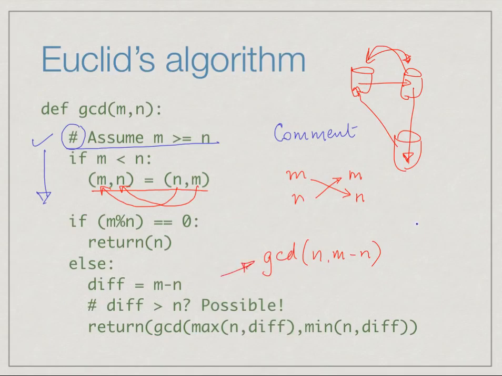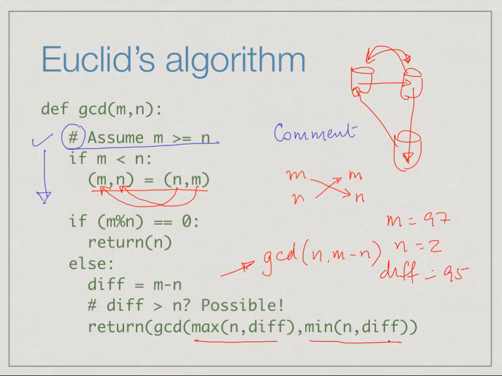But it is possible, for example, if m is say 97 and n is 2, then the difference will be 95. So the difference could very well be larger than n, and we would ideally like to call this function with the first number being the larger number. So we will just ensure this, even though our function does take care of this. What we want to do is call GCD with n and m minus n. Instead, we will call GCD with the maximum of n and the difference as the first argument and the minimum of n and the difference as the second. It will make sure that the bigger of the 2 values goes first and the smaller of the 2 values goes second.